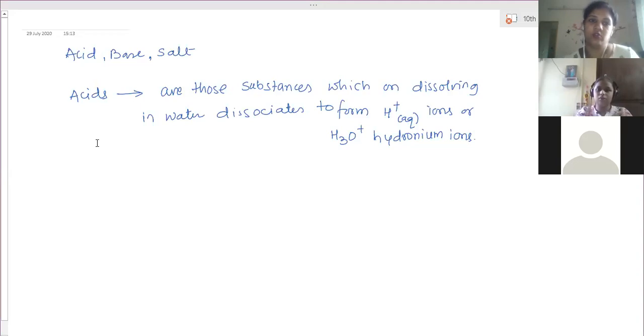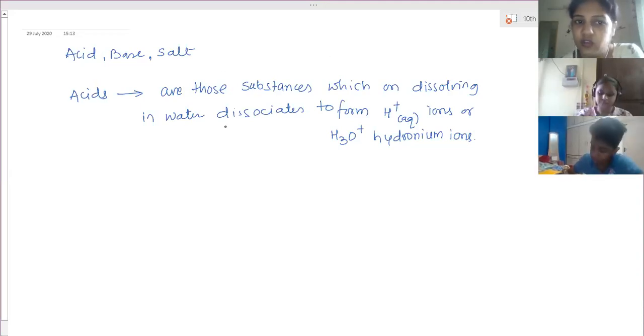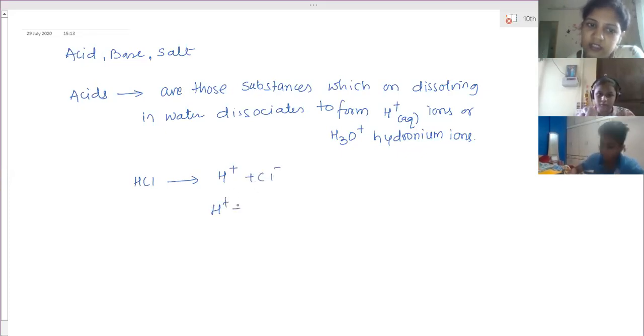Okay. So acids are those substances which on dissolving in water dissociate to form H plus ions or H3O plus ions. When you are writing H plus hydrogen ions, you have to write aqueous, because this H plus ion dissolves in water and forms hydronium ions. Any one of these you have to write. If you are writing H plus ions, write aqueous. If you are writing hydronium ions, show H3O plus. It's clear? So HCl, when dissolved in water, forms H plus and Cl minus. This H plus combines with another molecule of water and forms H3O plus. This is the hydronium ion.